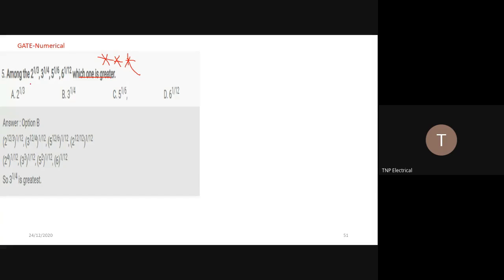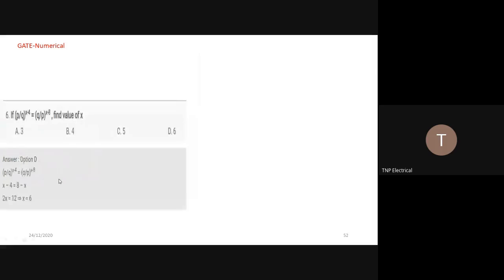First, here we can see that it is given some value 2 to the power. So what I am going to do is take whatever powers are given and find out the LCM. The LCM, the maximum, is 12. So just put that. So 12 by 3, this one. If we do this, we get 2 to the power 4 to the power 1 by 12, this one, this and this. So if you solve it, you get that 3 to the power 1 by 4 is the greater one. So this is the simple one.